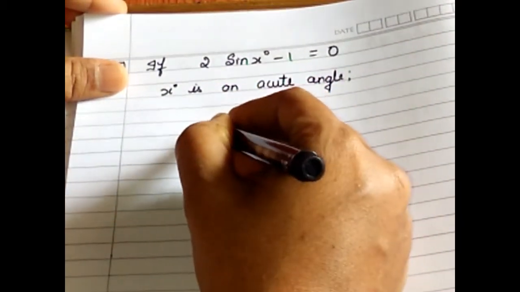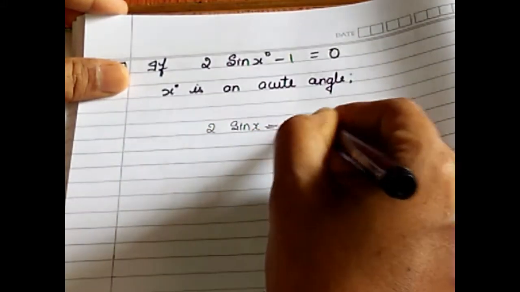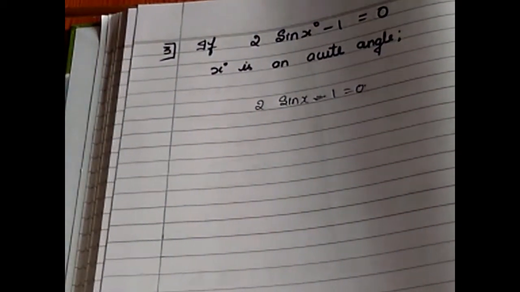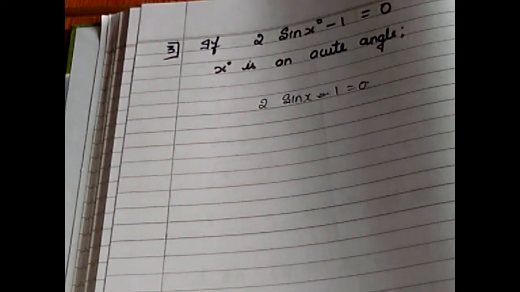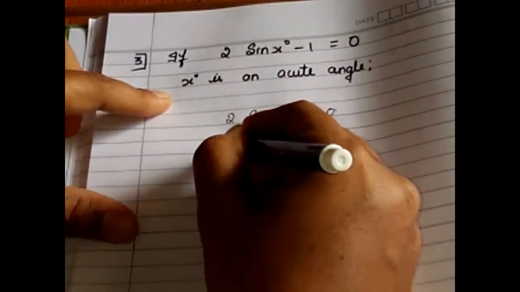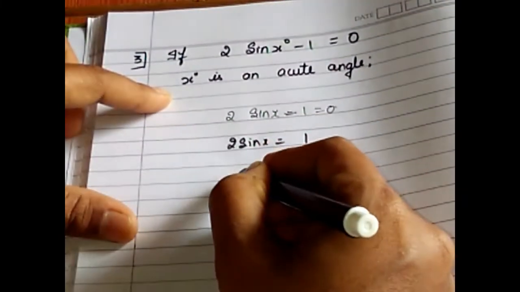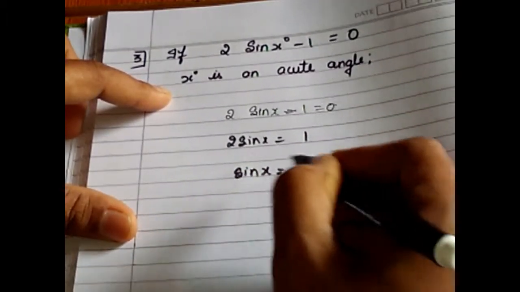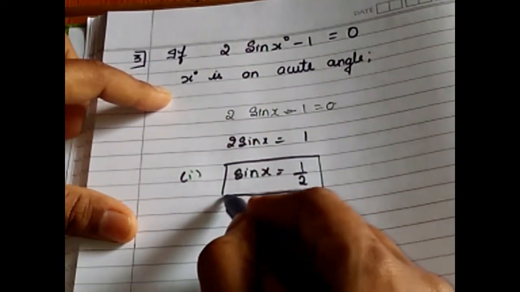First consider that it is said that 2 sine x minus 1 is equal to 0. If 2 sine x minus 1 is equal to 0, then what will be the value of 2 sine x? That is, 2 sine x is equal to 1. So I can write it as sine x is equal to 1 by 2. This is my sub question 1, to find the measure of sine x.